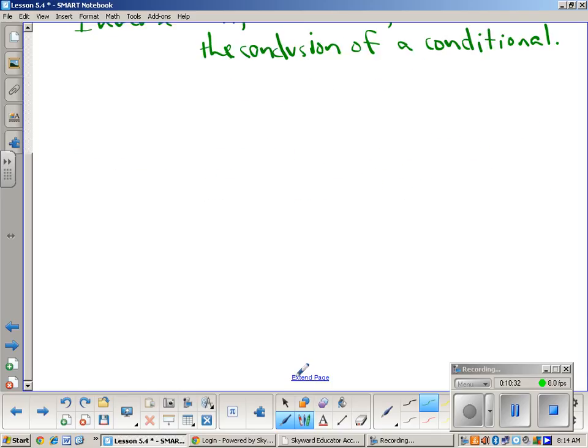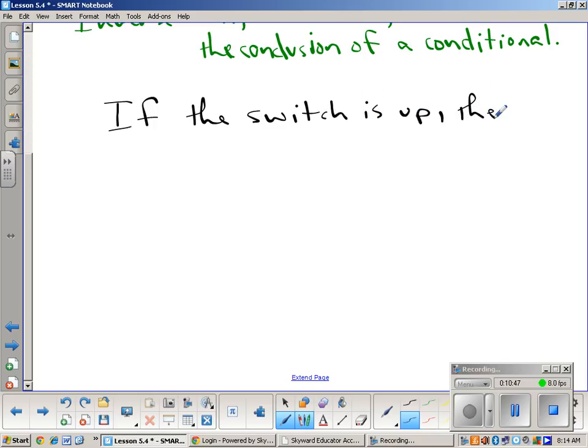Example. We've used this before. We said if the switch is up, then the light is on. Okay? If the switch is up, then the light is on. And we've talked about that's not always true, haven't we?